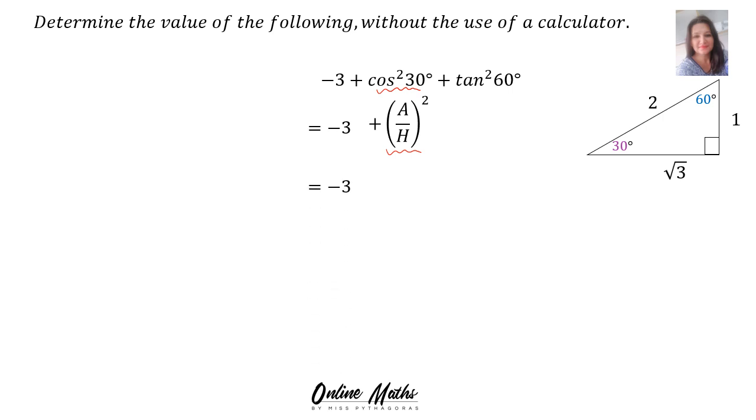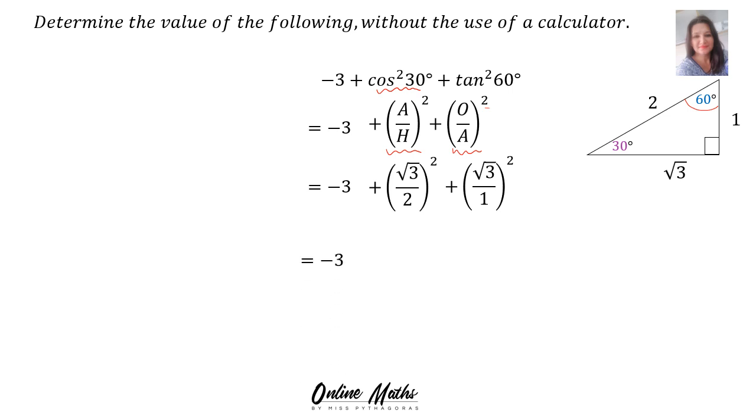-3. Let's go to 30. So 30 adjacent is √3 over, and the hypotenuse is 2. Let's go to plus tan squared 60. Tan's ratio is opposite over adjacent, and you put a big bracket around it and you're going to square it. Now we move to 60. Careful now. Opposite to 60 is √3 over, and 60's adjacent side is 1, and we square it.